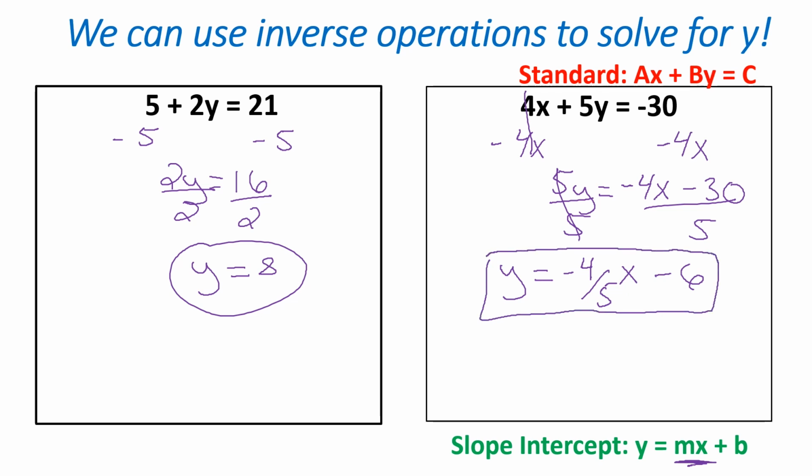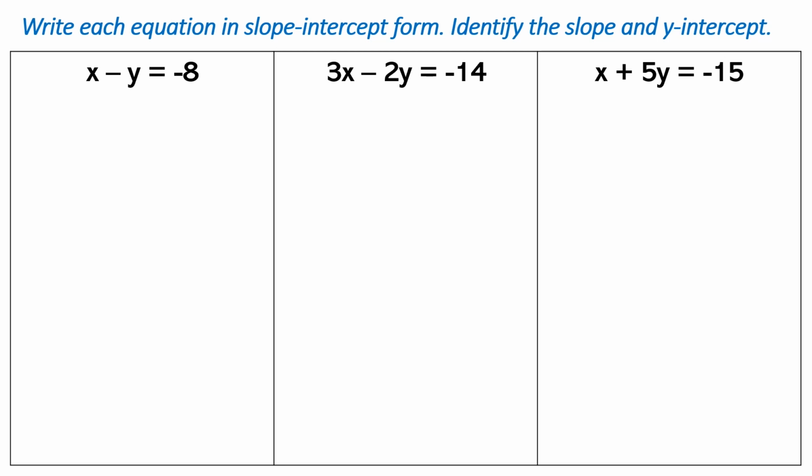Let's identify the slope. The slope is the number in front of the x, so my slope is negative 4/5. And my b, or my y-intercept, is negative 6. So I've rewritten this equation in slope-intercept form. I have 3 more problems here. I'm going to rewrite them in slope-intercept form and identify the slope and the y-intercept.